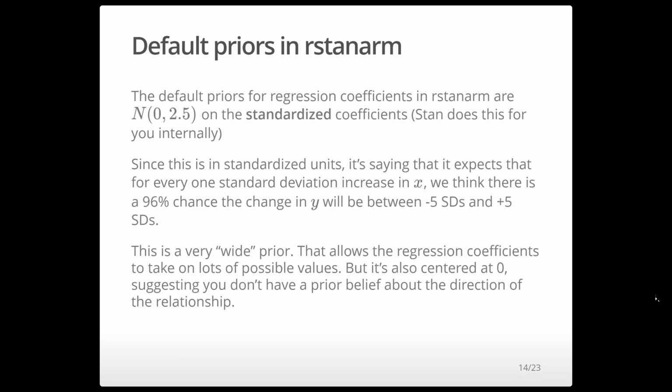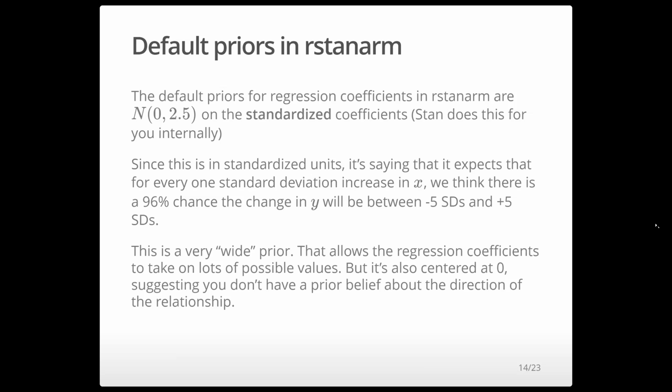So the default priors in rstanarm are normal 0, 2.5. The way Dr. Chan described them is that they're on the standardized coefficients. This isn't technically quite right, but it's a way to think about it. Since this is in standardized units, it's essentially saying that for one standard deviation increase in X, we think there will be a 96% chance that Y will be between -5 and +5 standard deviations. That's because we're specifying 0, 2.5.